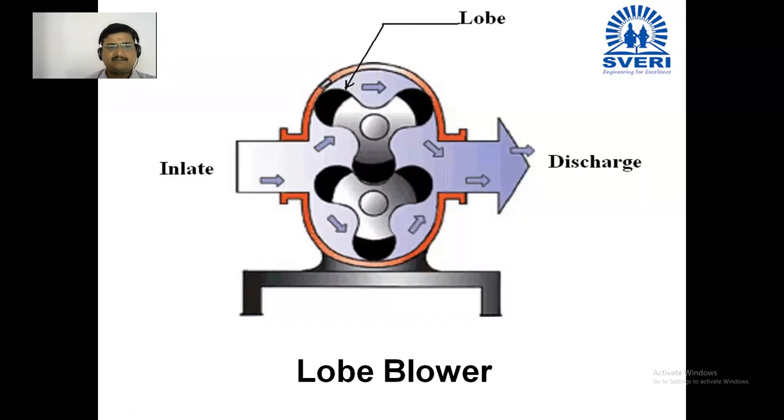Then there is an inlet which sucks the air from the atmosphere. There is a discharge. It is a delivery port through which air is sent by compressing it outside of this casing. This red part, which is semicircular, is the casing, and these Y-shaped tri-lobes are there. This lobe type of compressor is known by the name of root compressor also.